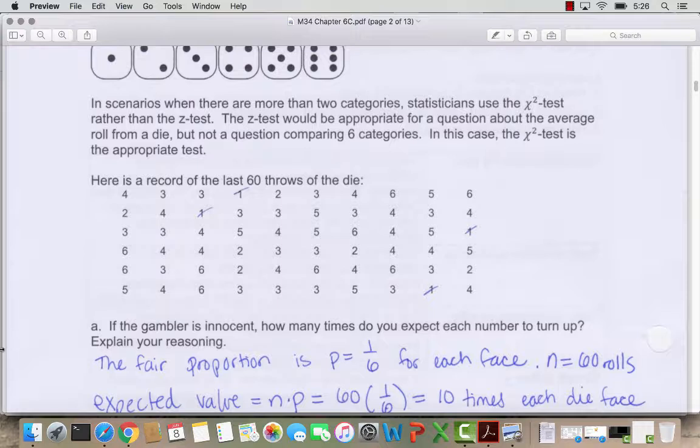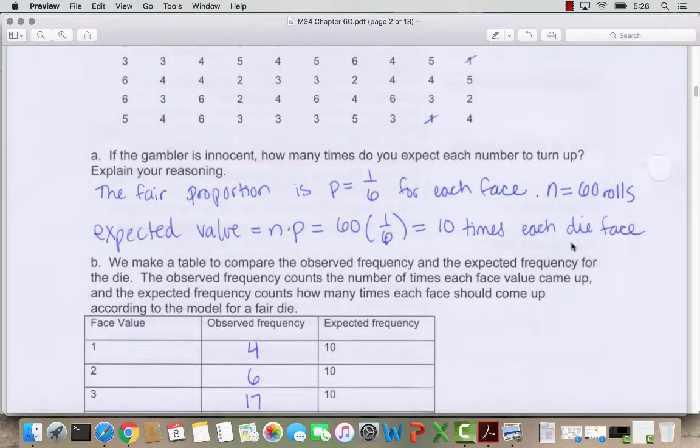So here's a record of the last 60 throws of this die that we think may be unfair. So if the gambler is innocent, how many times do we expect each number to turn up? So the fair proportion is p equals 1 out of 6 for each face. N is 60 rolls here. So the expected value, n times p, 60 times 1/6, is 10 times each die face.